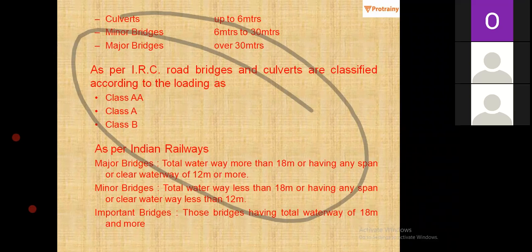For a minor bridge, total waterway has to be less than 18 meters, or having any span or clear waterway of less than 12 meters. Above 12 meters or 18 meters, it is going to be major, and below 12 meters or 18 meters, it is going to be a minor bridge. Then come important bridges, those bridges having a total waterway of 18 meters and more. So as you can see, if your span is going to be more than 18 meters, then the bridge has to be categorized as an important bridge as per Indian Railways.